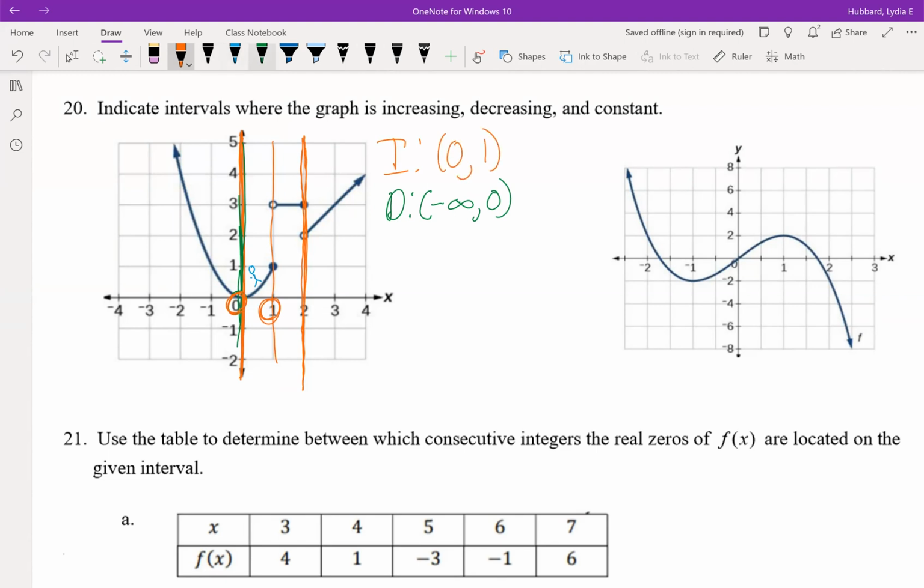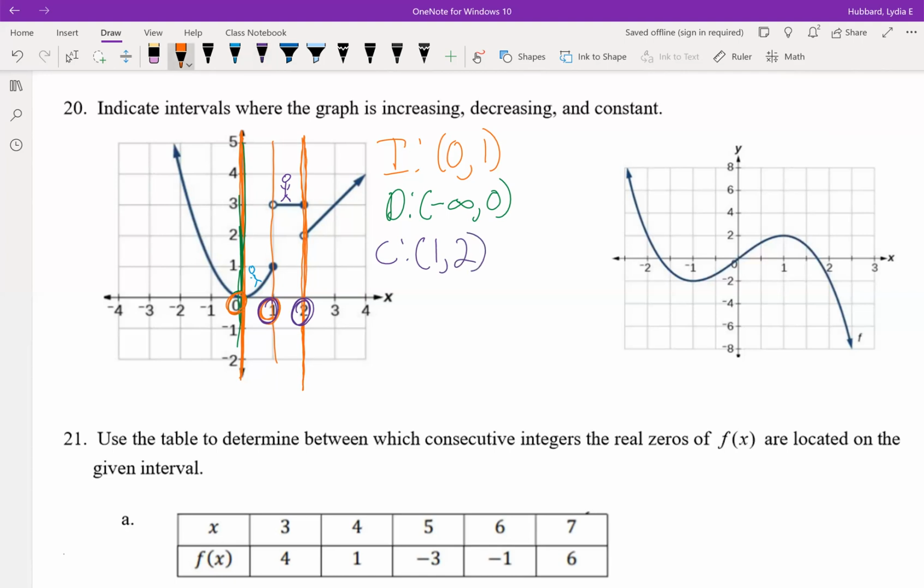On our next interval, our little dude is just walking a flat line. And that's happening on the interval between 1 and 2, because that's where these lines are crossing. So we are constant from 1 to 2.